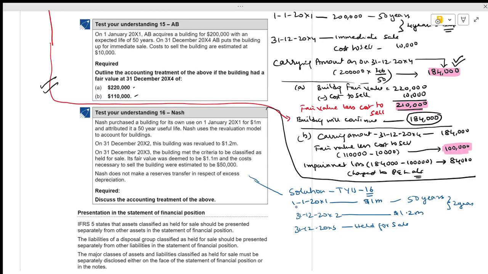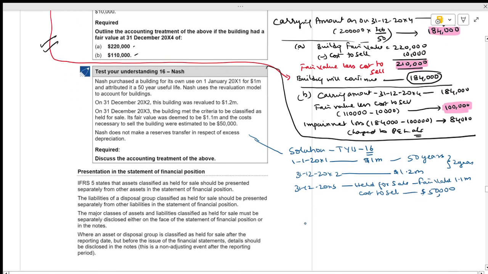The fair value is 1.1 million, and the cost to sell is 50,000. Nash does not make reserve transfers in respect of the revaluation surplus. Discuss the accounting treatment of the above. Now we will follow the steps. You can do it either way. Things are very simple and remain the same.